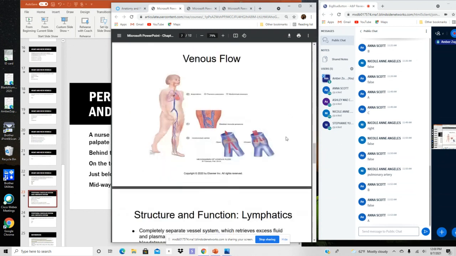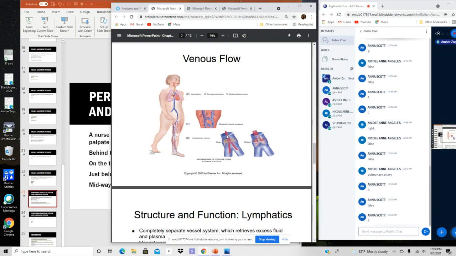So this is just a picture showing the different venous flow. The venous flow is affected by the skeletal muscle contraction. So as you can see here where it says 1, skeletal muscle pressure puts pressure on the veins and opens up these valves. It propels the unoxygenated blood upwards. That's why this arrow is facing up. It propels the blood upwards towards the heart.